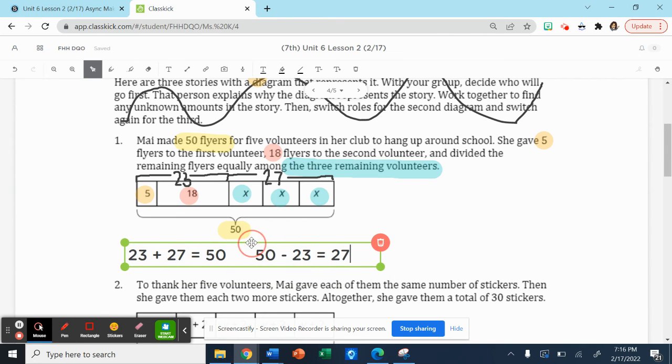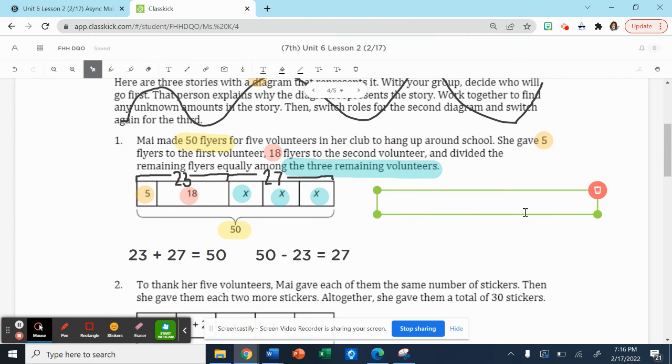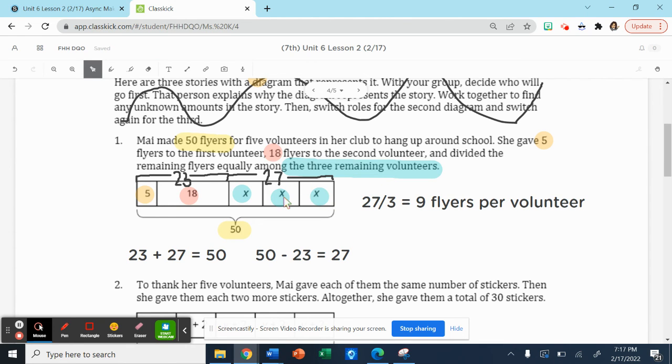So I know that these 3 groups of X altogether are equal to 27. That means that to calculate the value of X, I can simply divide 27 split up into 3 groups, which equals 9 flyers per group. Or I should say, per volunteer. I can always check my work and just prove that if I replace the X with 9, I would end up with a total of 50. 5, 18, 9, 9, 9 adds up to 50.